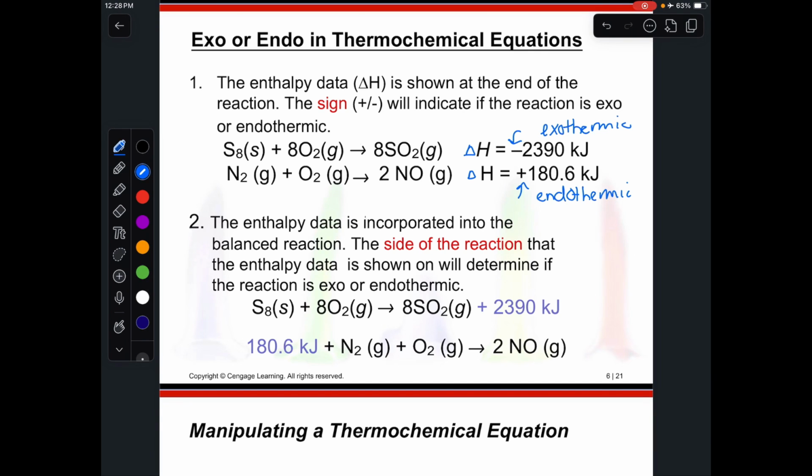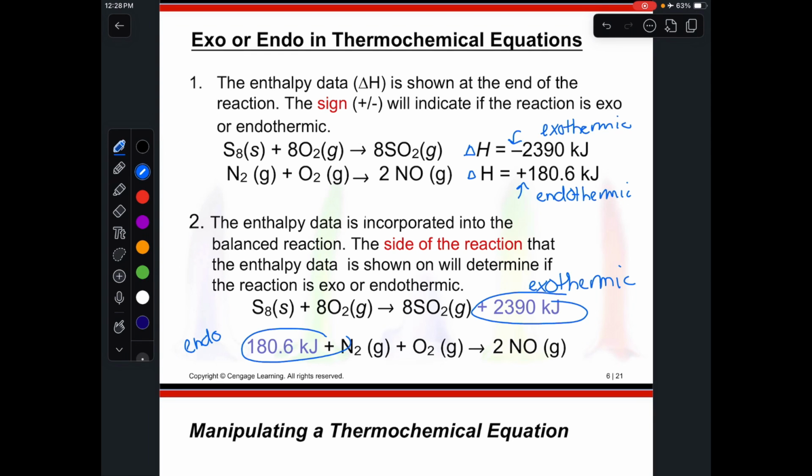Now, how you would write that if you were to put the numbers inside the thermochemical equation is, if you see it on the side of the products, this is shown as exo because it is being released. It's a product. And if you see it as part of the reactants, and I did the colors here for you guys to be able to see it a little bit easier, if it is a reactant, then it is considered endo because you are adding it to the beginning of the reaction. So two ways you can try to understand exo and endothermic.